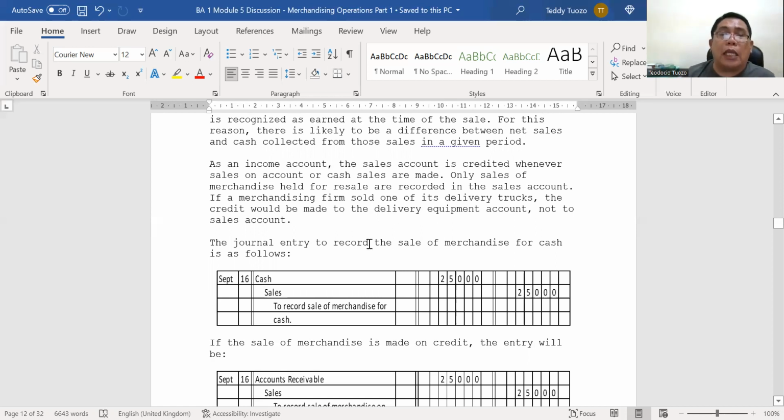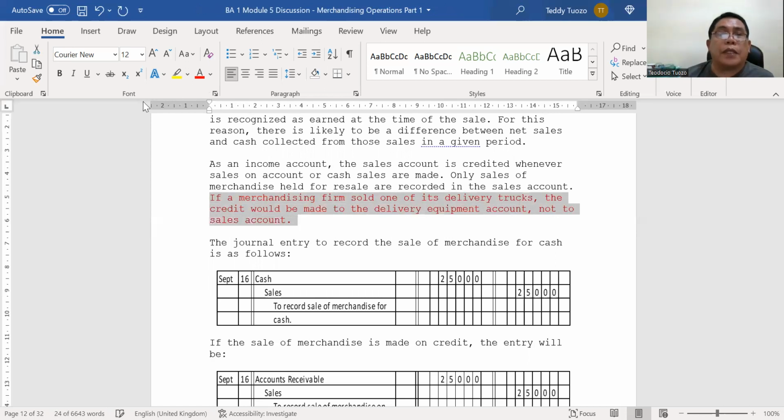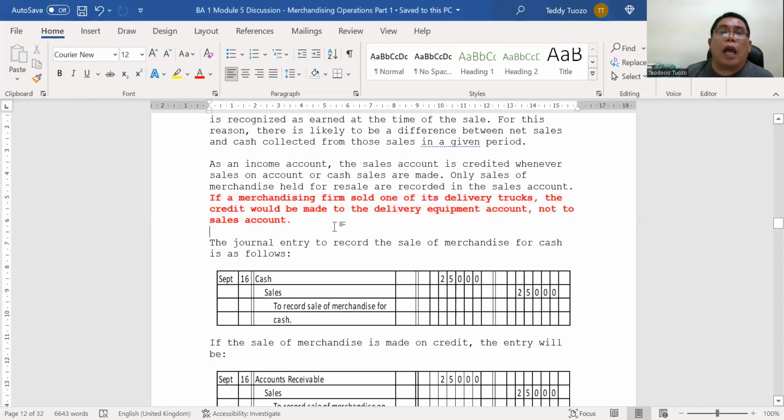I would like to emphasize this one. Say the items for sale in our class are grocery items, and Jay also has a delivery truck that he no longer needs and wants to sell. Remember, Jay is a store, a grocery store, and then he sells the delivery truck.